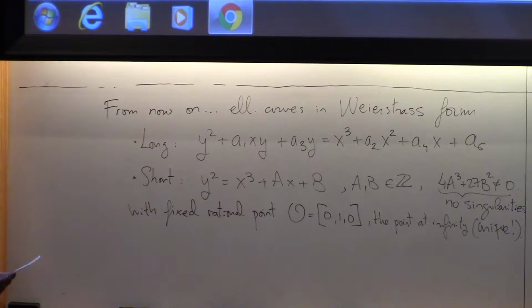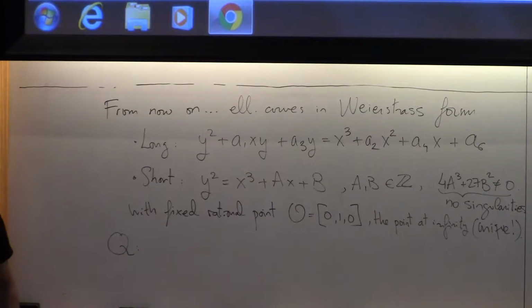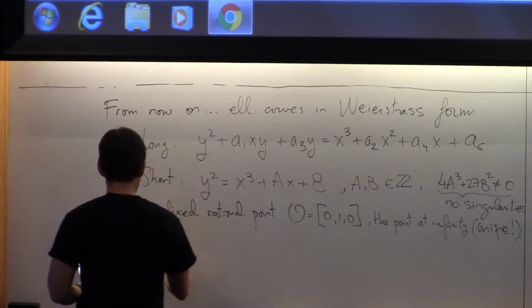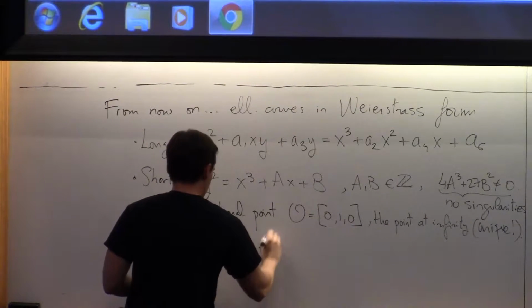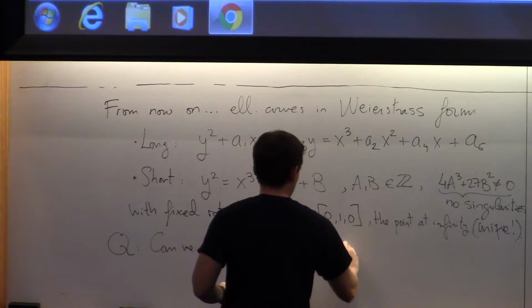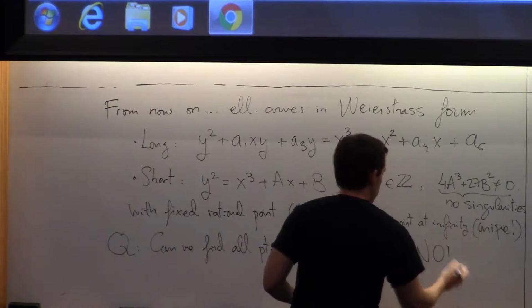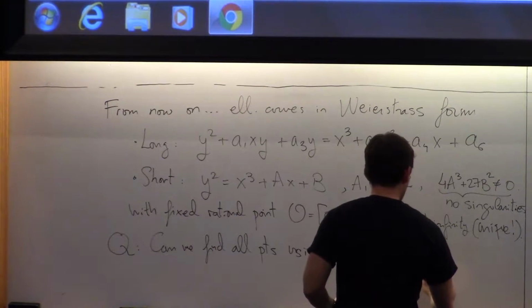Okay? So the question is, like in the case of conics, can we find all the points using some sort of stereographic projection? Can I trace a line from O and try to capture all the other points? And the answer is no. So can we find all points using stereographic projection? Well, no. Why? Because we have cubic equations, not quadratic equations.